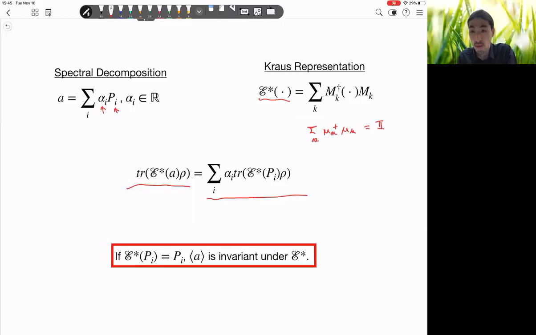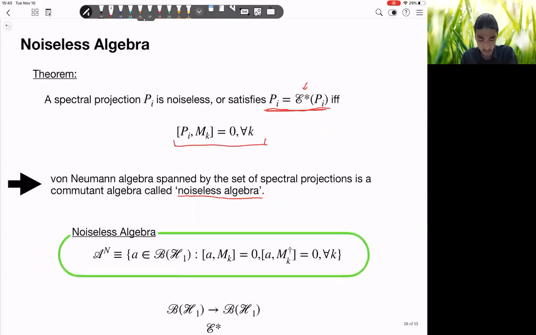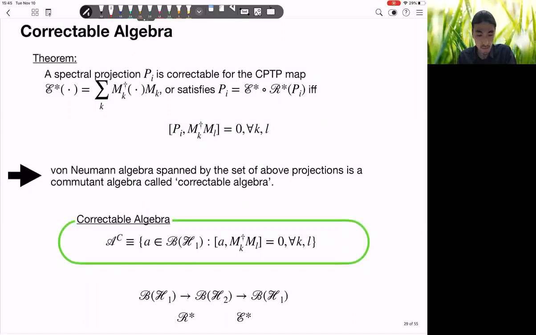Okay. So this is the definition of noiseless algebra. So A is in the bounded. Okay. So the correctable algebra can be defined in a similar way.